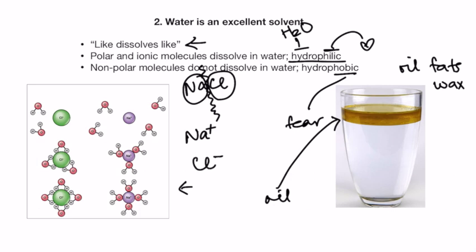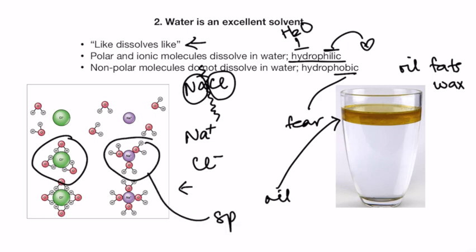When it goes in water, the sodium will be attracted to the negatively charged oxygen atoms in water, and the chloride, which is now negatively charged, will be attracted to the positively charged hydrogen atoms in water. And so looking here, it forms these spheres, and we call them spheres of hydration. And this is how salt dissolves in water.